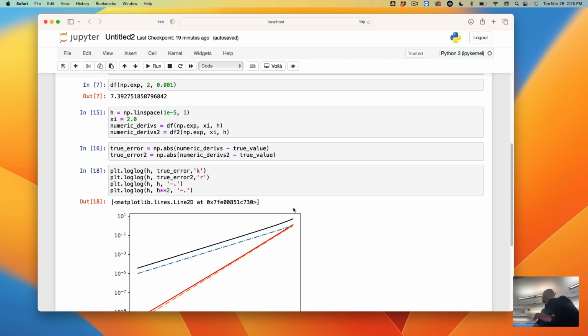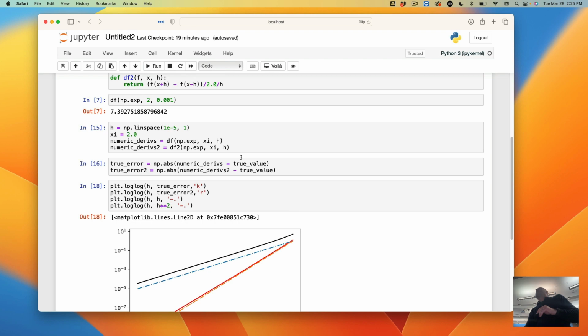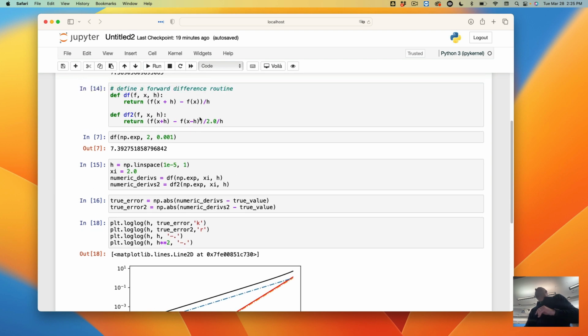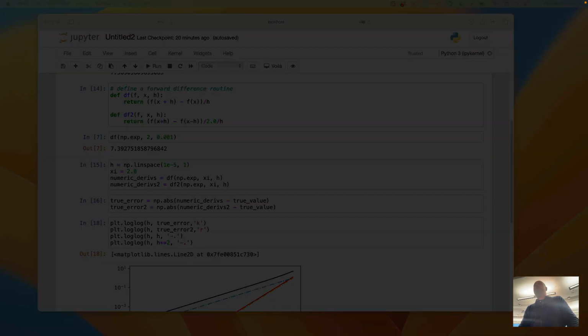So the numerical derivative 2, I think you showed us this formula before. Was the thing on the previous slide just the derivation for that? Yeah, we saw this in the past.